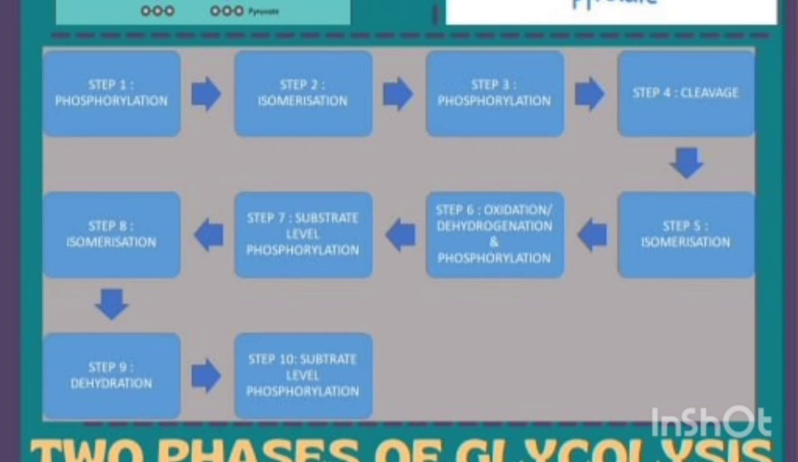Step 9 is dehydration. A molecule of water is removed from 2-phosphoglycerate to form another high energy compound, PEP. PEP has a phosphate group attached by an unstable bond. The last step, step 10, is substrate level phosphorylation. The phosphate group from the PEP is transferred to ADP to form ATP. PEP is converted to pyruvate.